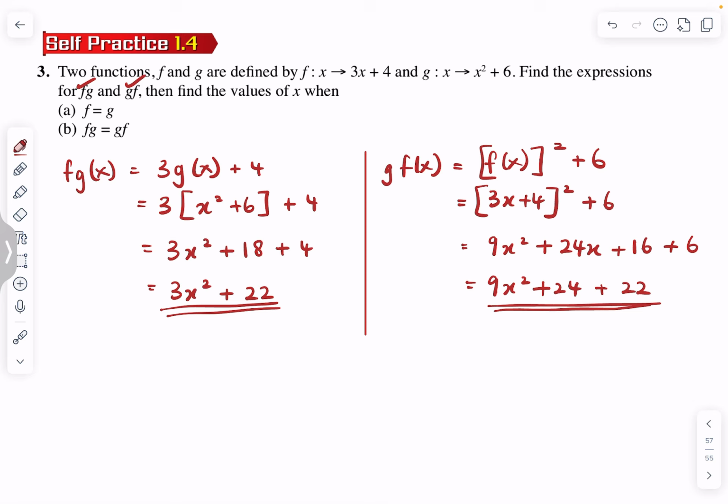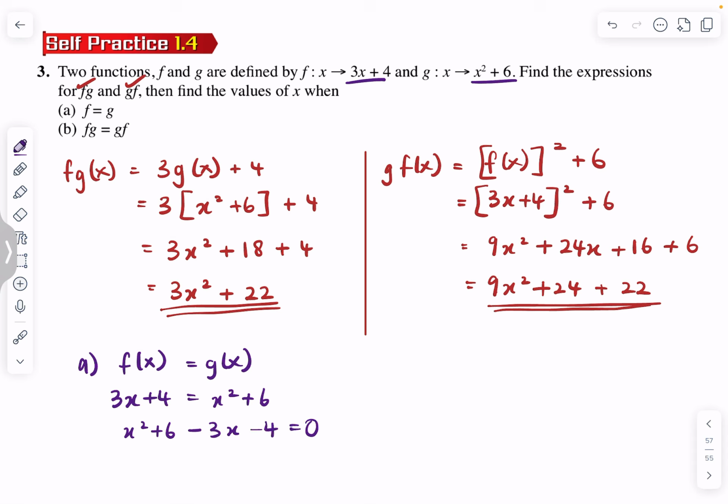Right. Now that we've got this done, let's look at A. In A, they're asking us to find when f equals g. So when f(x) equals g(x). So f(x) is this, g(x) is this. So if they're equal to each other, let's bring everything to one side. So we're going to get x squared plus 6 minus 3x minus 4 equals 0.